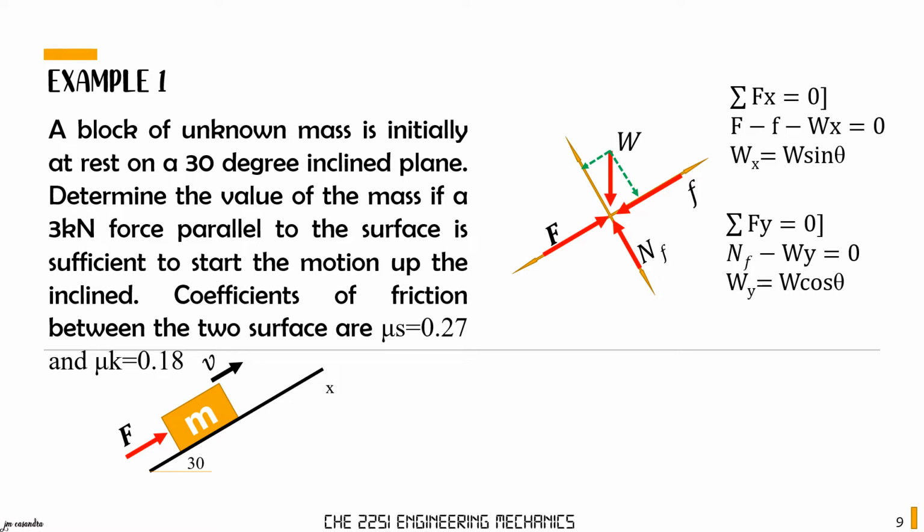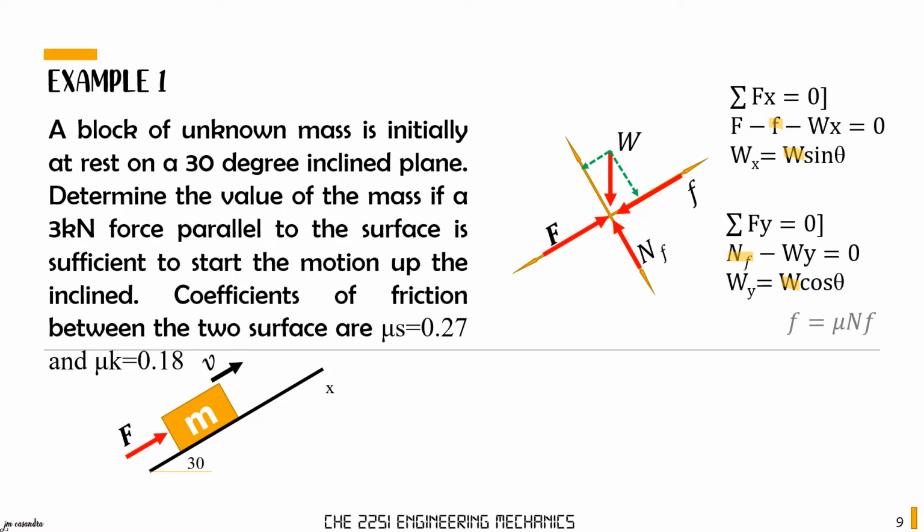So we do not know the mass, so we have now one unknown, and we also do not know the F. So we have two unknowns and two equations, or three unknowns. We also do not know your NF. So we have three unknowns, two equations.